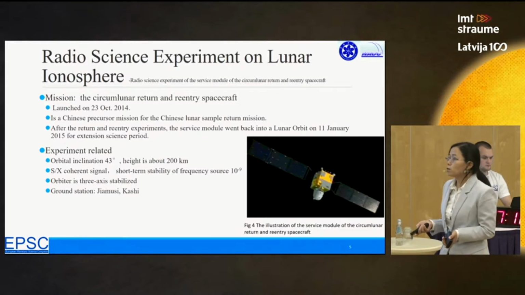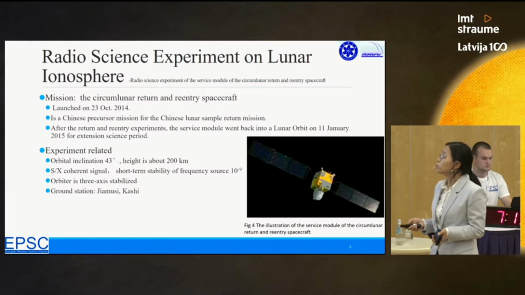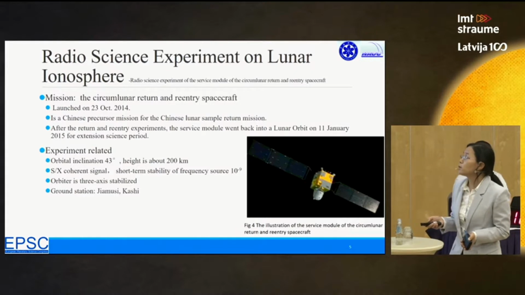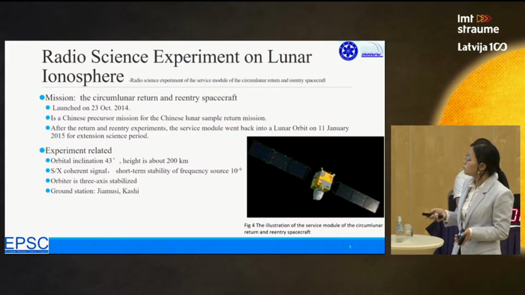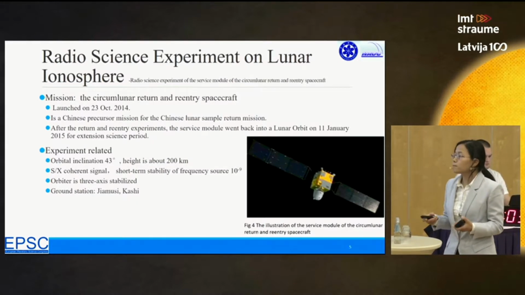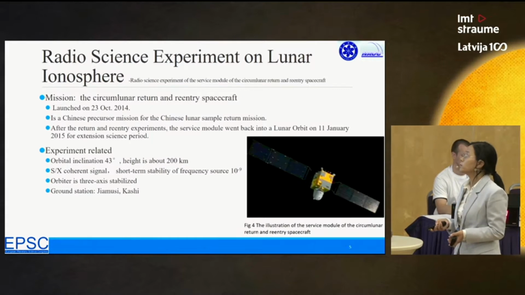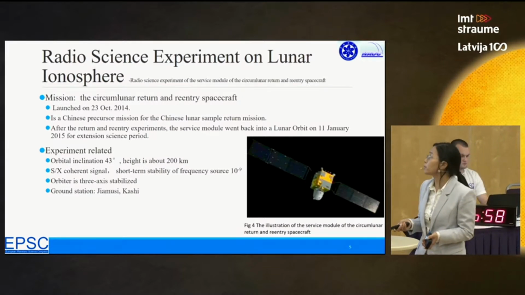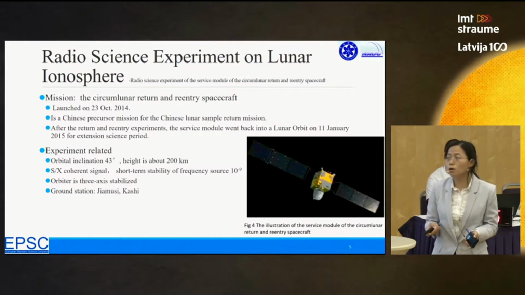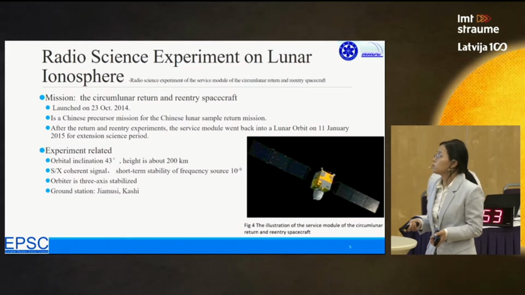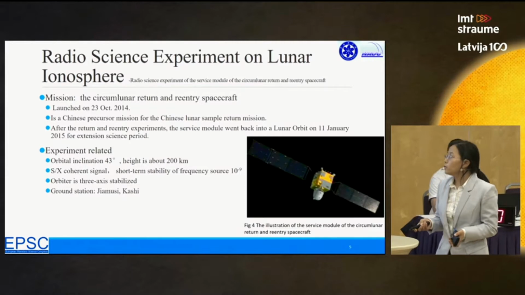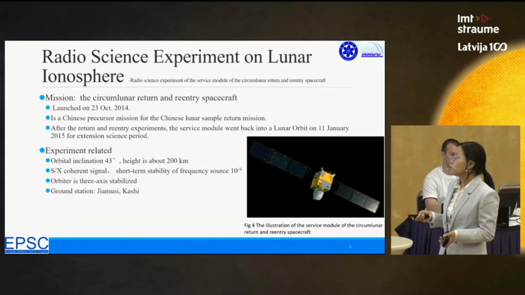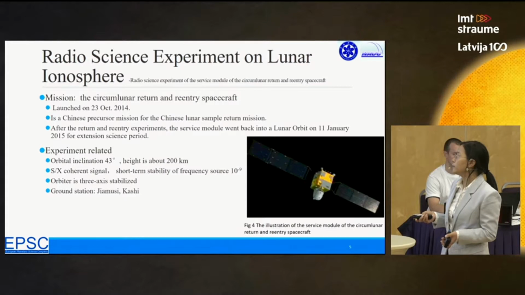Like 3 years ago, China had a mission, the circumlunar return and reentry spacecraft. This one is a Chinese precursor mission for the Chinese lunar sample return mission, and after the return and re-entry experiments, the service module of this spacecraft went back into a lunar orbit for the extension science period. The orbit inclination is 43 degrees and the height of it is 200 kilometers.